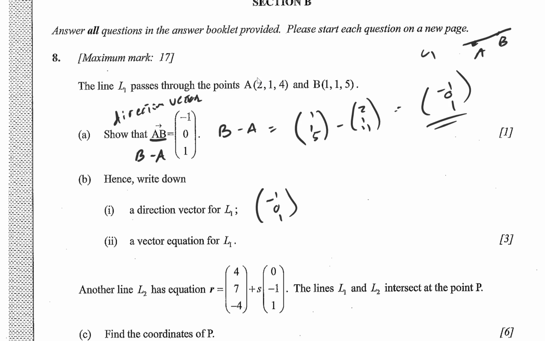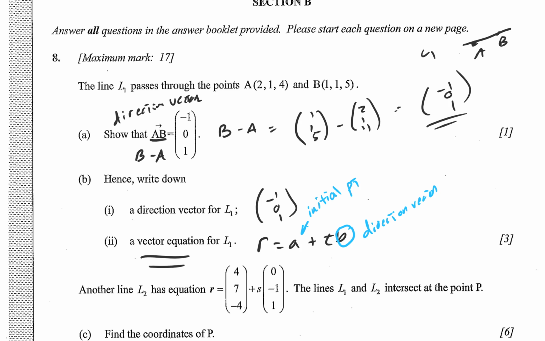Next, write a vector equation of L1. This is a question they love to ask. A vector equation in your formula sheet is this. That's a vector equation in your formula sheet. A is always the initial point, or the starting point, and then B is your direction vector. So B is never just B or A. It's a direction vector. You need two vectors. You need A, B to be there.